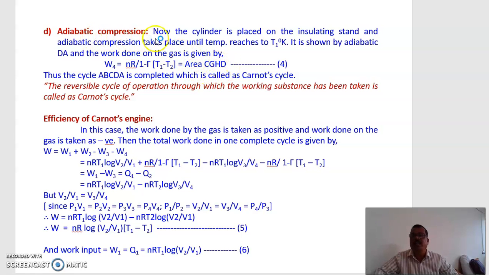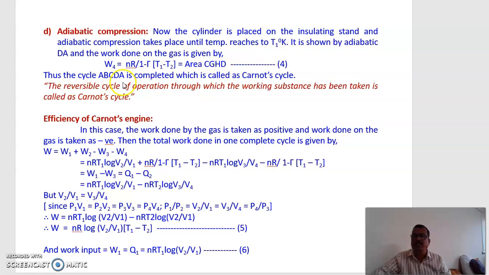Here, the cylinder is placed on the insulating stand and adiabatic compression takes place until the temperature reaches T1 degree Kelvin. The temperature goes from T2 to T1. That is, it is shown by the adiabatic DA, and the work done on the gas is given by W4 equal to nR divided by 1 minus gamma, T1 minus T2, that is equal to area CZHD.